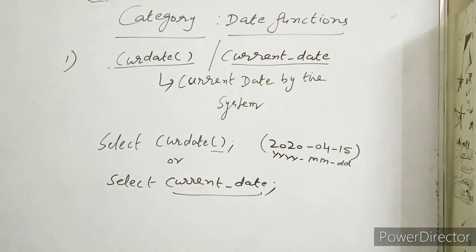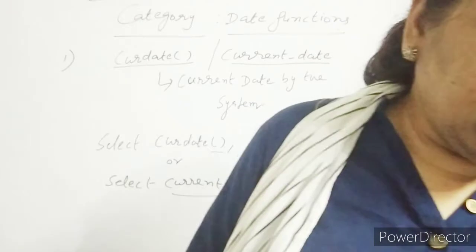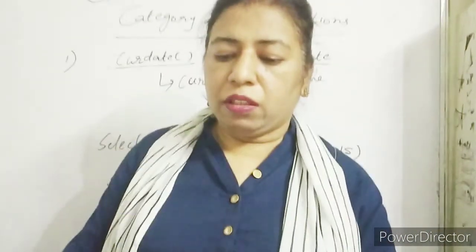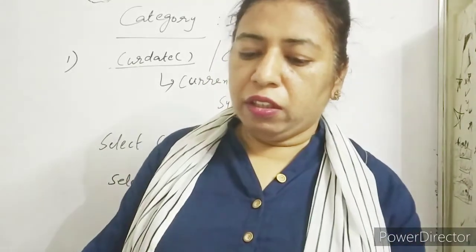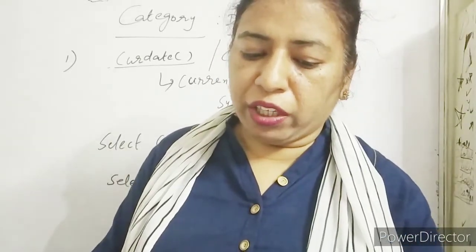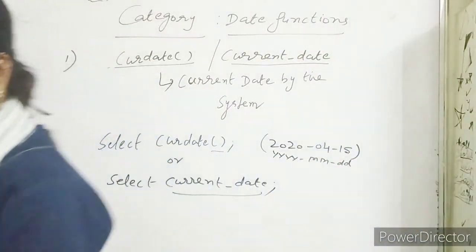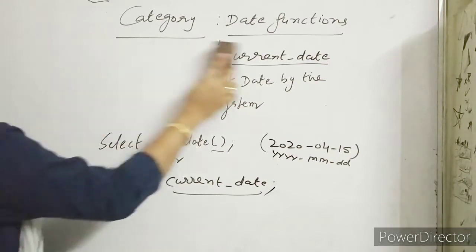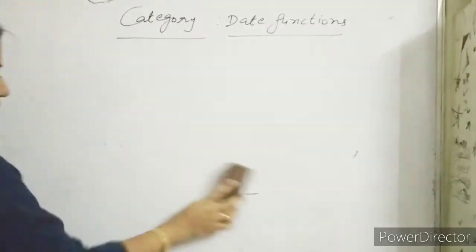Next, the second function is now. Now means, what do you mean by now? Now means current. Again current. Now what is the difference between now and current date? Now returns both date as well as time. The second function is now. See the working?